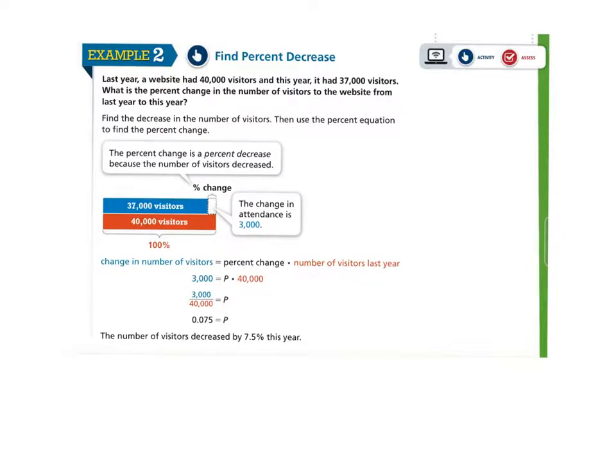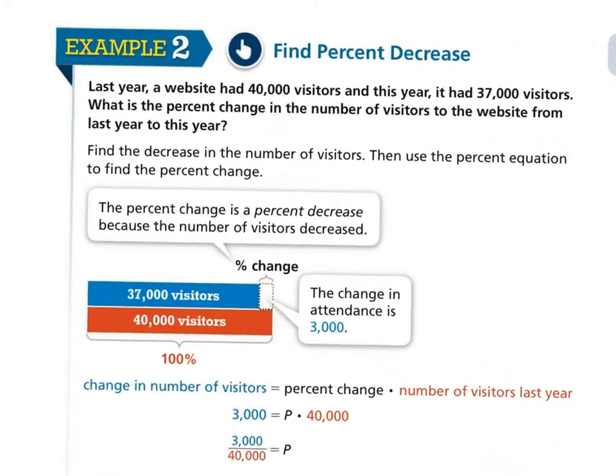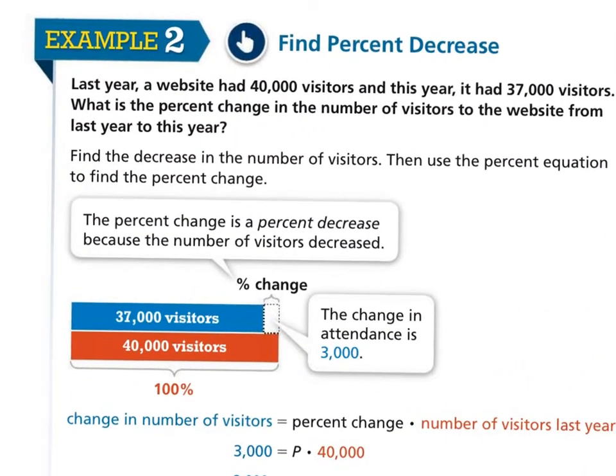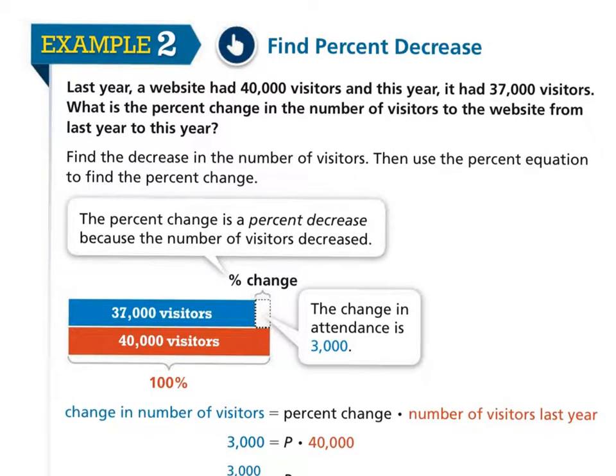So example 2, last year a website had 40,000 visitors. This year it had 37,000 visitors. What is the percent change in the number of visitors to the website from last year to this year?